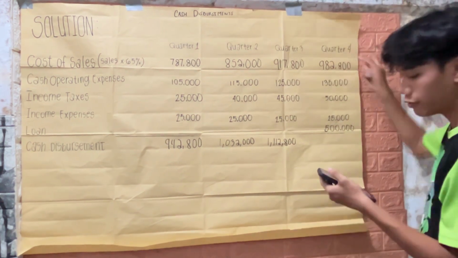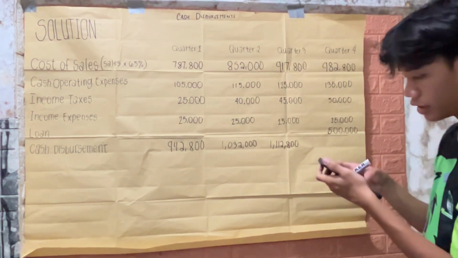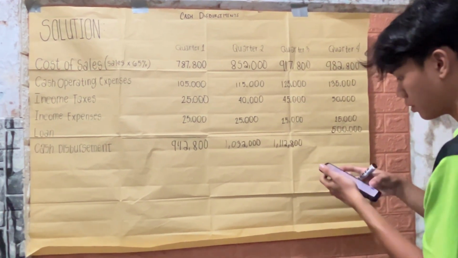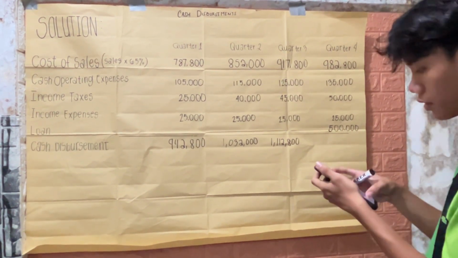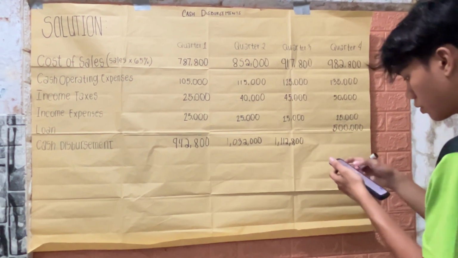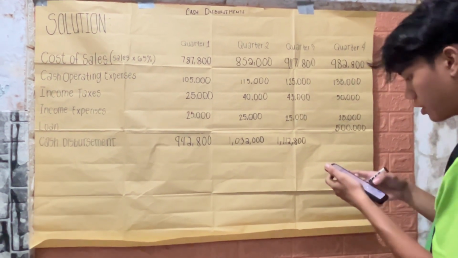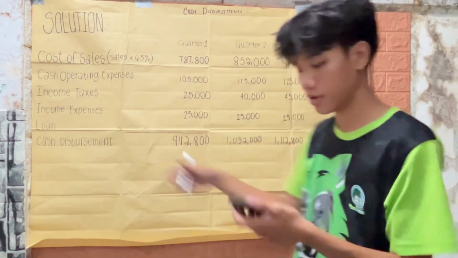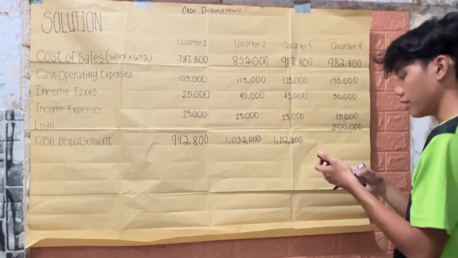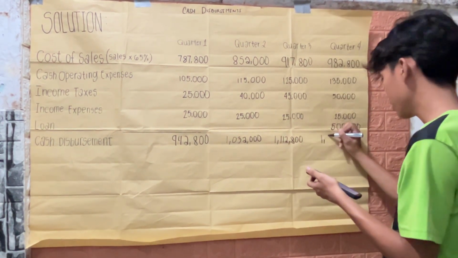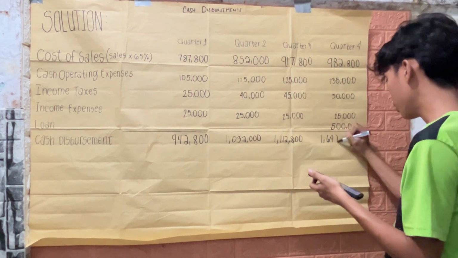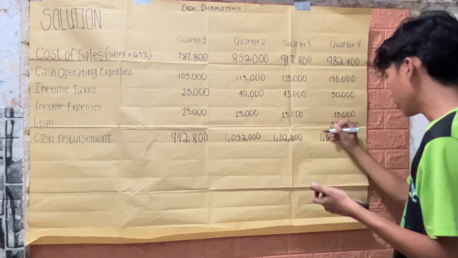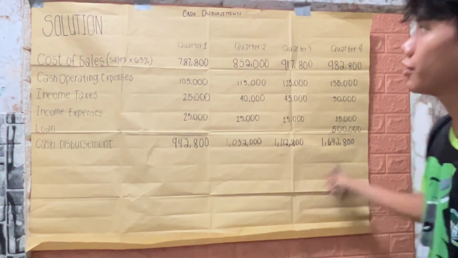Lastly, for quarter four, we have 982,800 plus 135,000 plus 50,000 plus 25,000 plus 500,000, which is the loan. We have 1,692,800. So this is how you solve for the cash disbursement.